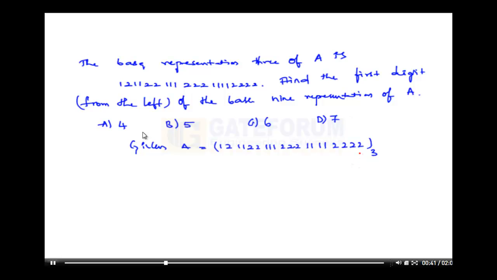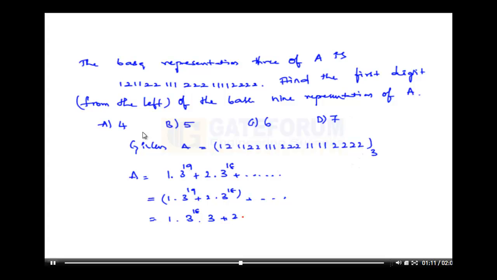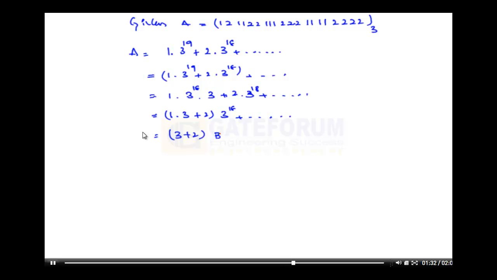Now if you count from the right, the first number will be the 19th. So we can write A is equal to 1 into 3 to the power of 19 plus 2 into 3 to the power of 18 plus so on. In the next step we can write here, mixing of these two, 1 into 3 to the power of 18 into 3 plus 2 into 3 to the power of 18 plus so on. Now if I take 3 to the power of 18 common here, 1 into 3 plus 2 into 3 to the power of 18 plus so on. So 3 plus 2 into 3 to the power of 18 can be written as 3 square whole to the power of 9. That implies we can write here 5 into 9 to the power of 9.